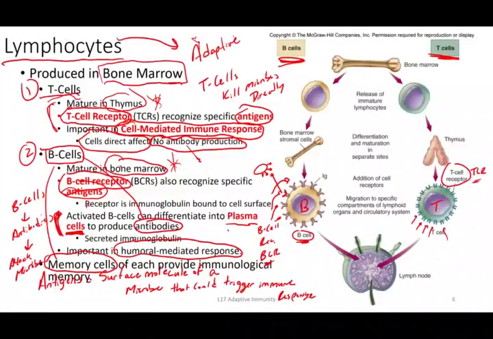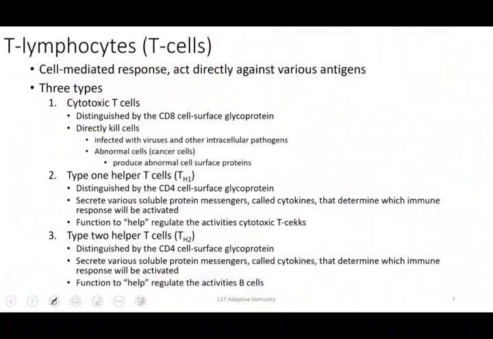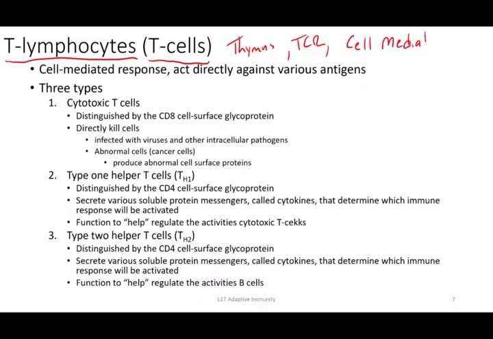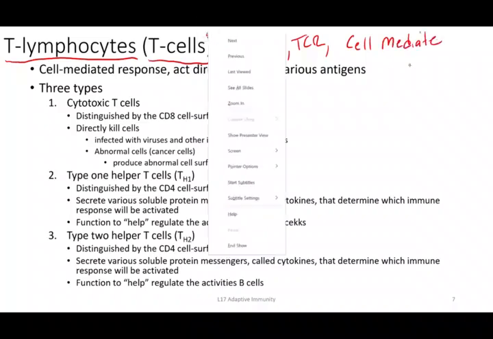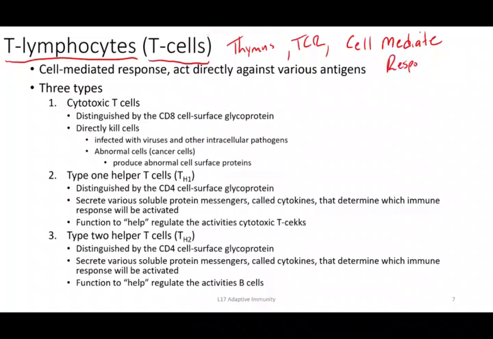So what I'm going to do is talk about T cells first, just a little bit, but we're going to spend most of our time talking about B cells and antibodies, because that's a really important way that our bodies are protected. So a little bit on T cells, and then we're going to move on to B cells pretty quickly. Remember that T cells are also called T lymphocytes. They are a group of lymphocytes that mature in the thymus, as we saw. They have a TCR on the surface, and they are important in the cell-mediated response.